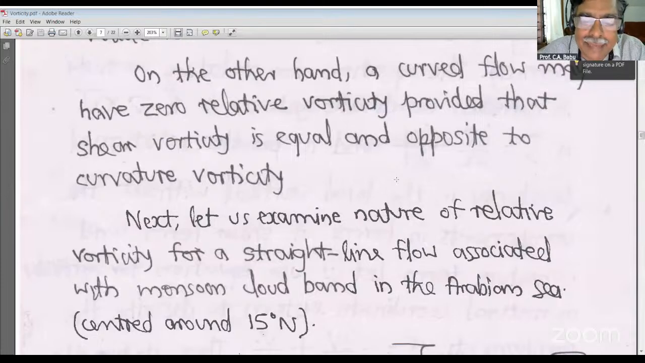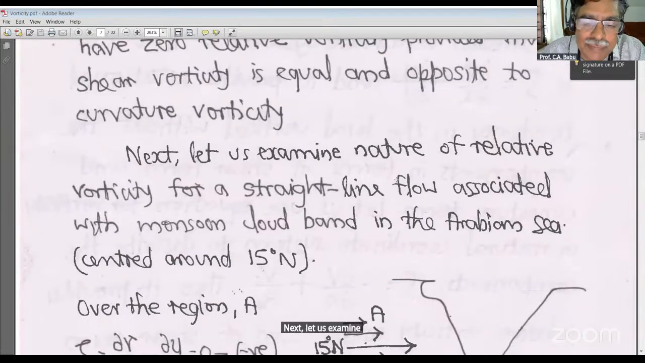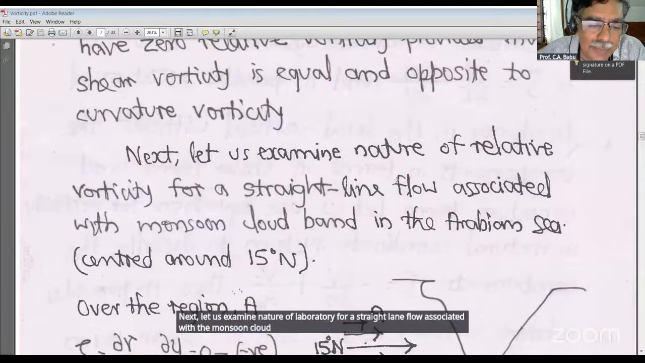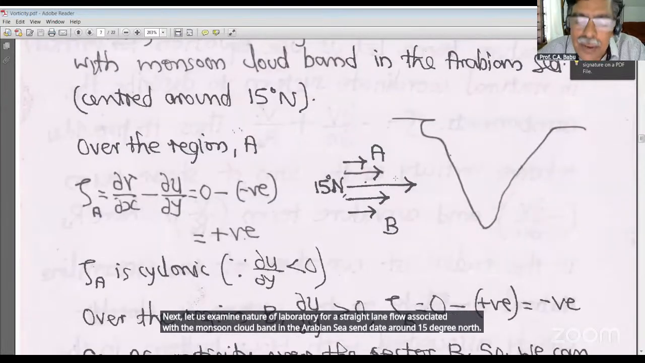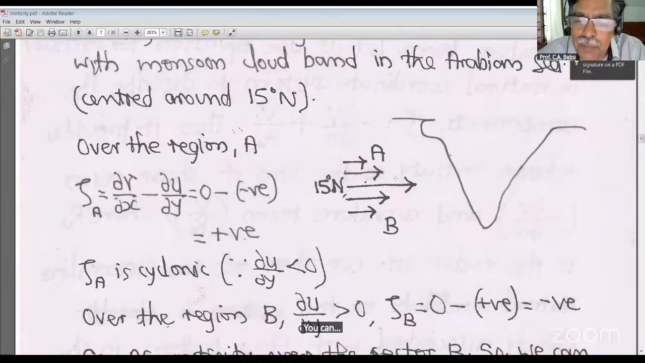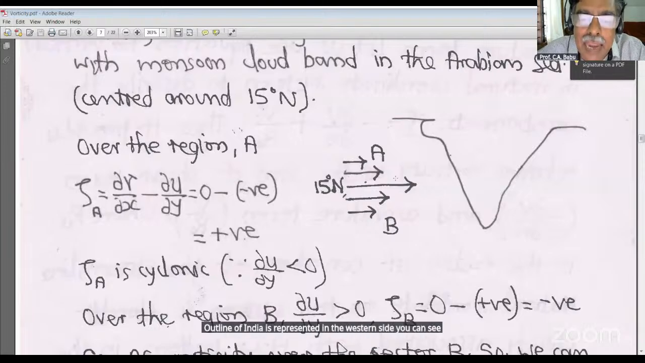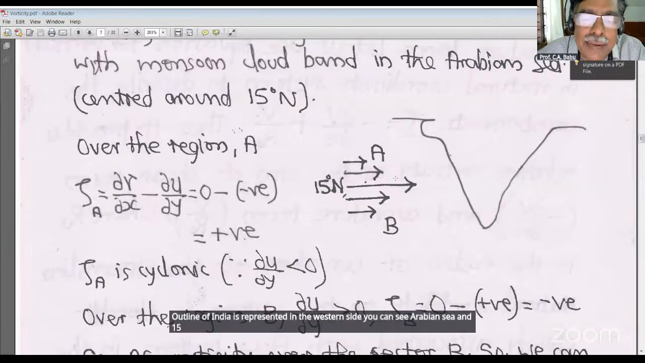Next, let us examine nature of relative vorticity for a straight line flow associated with monsoon cloud band in the Arabian Sea centered around 15 degree north. You can see the diagram. Outline of India is represented. In the western side, you can see Arabian Sea, and 15 degree north latitude is indicated. And in the northern side of 15 degree north is a region A, and southern side region B.